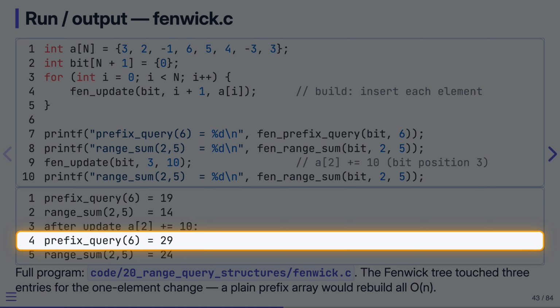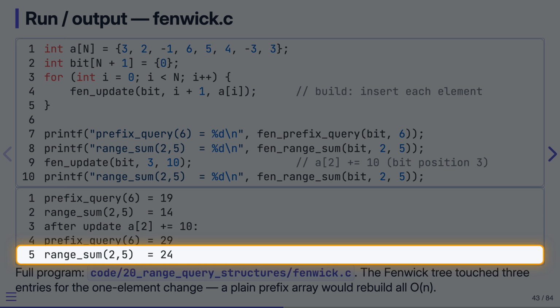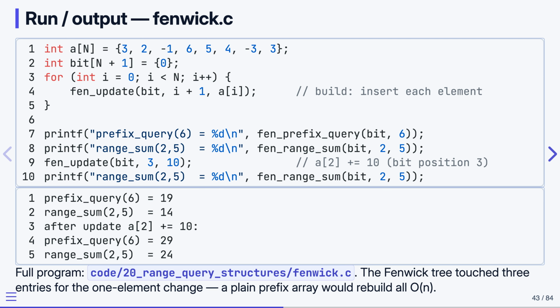After the update, the prefix query of 6 jumps to 29. That is the old 19 plus the 10 we added. And the range sum of 2 to 5 is now 24, 10 more than before. Notice the cost of that one change. A plain prefix array would need a full big O of n rebuild. The Fenwick tree touched only 3 entries, 3, 4, and 8.